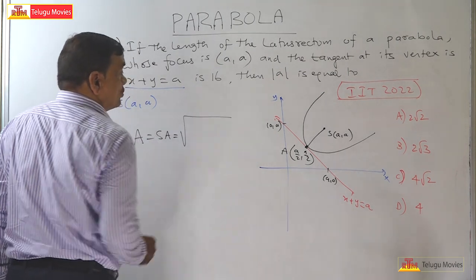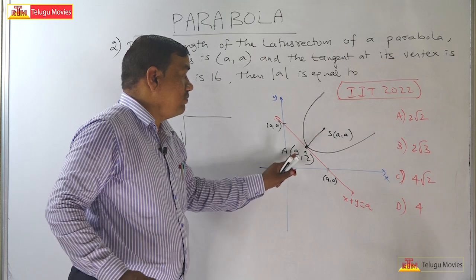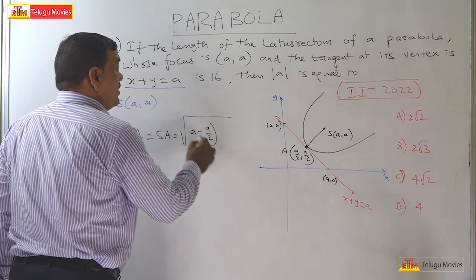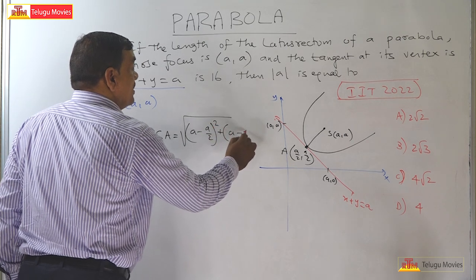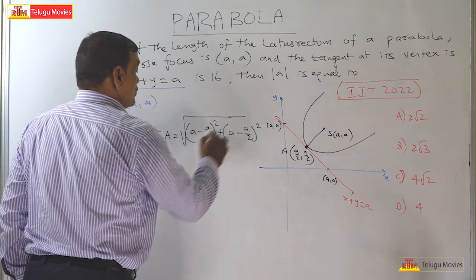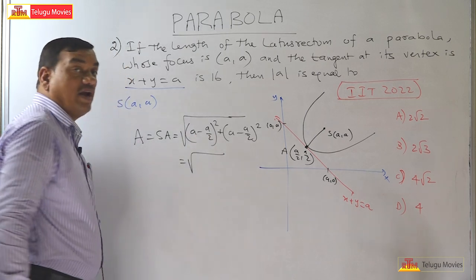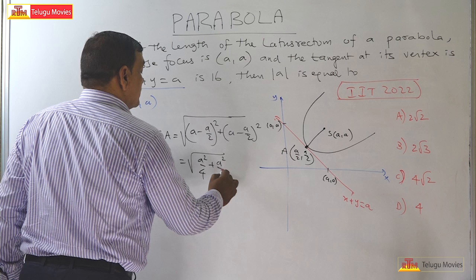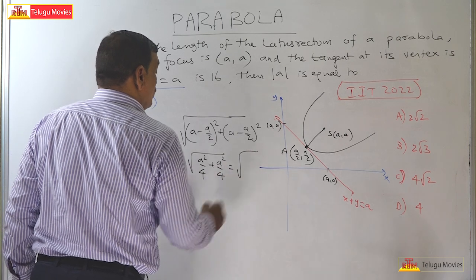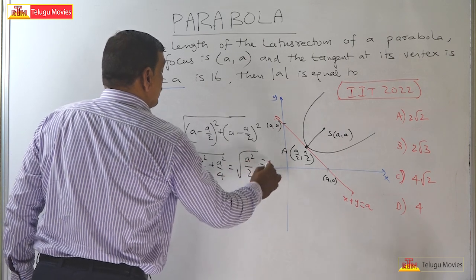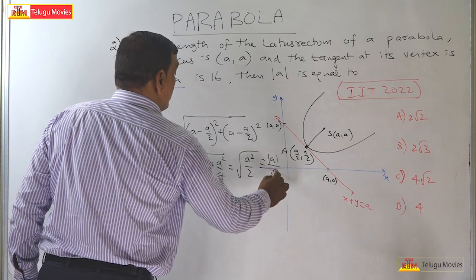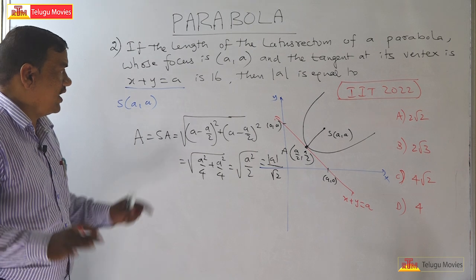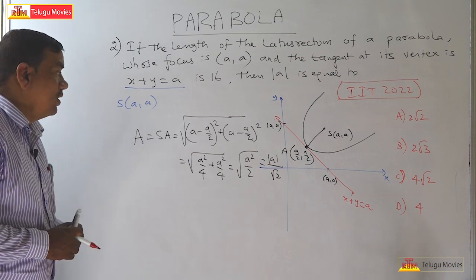That is equal to square root of (x2 minus x1) whole square. That means (a minus a by 2) whole square plus (a minus a by 2) whole square. This is equal to a by 2 whole square, that is a square by 4 plus a square by 4. So this is equal to root of a square by 2, which is modulus of a by root 2. Okay, let us put it like that.